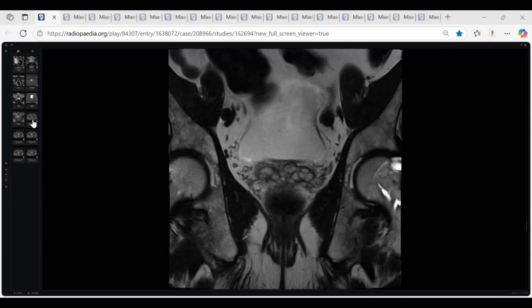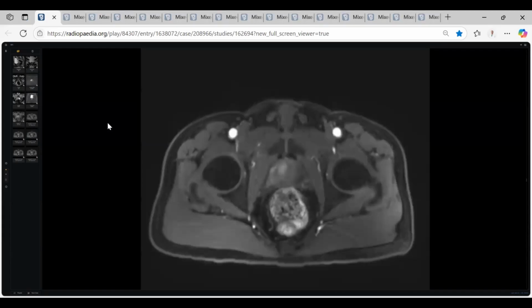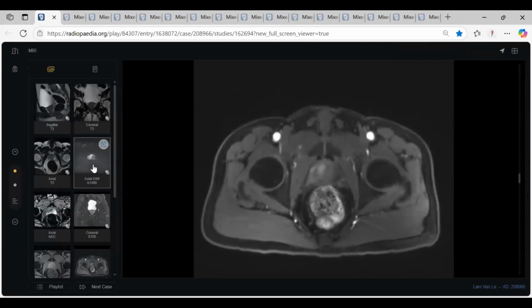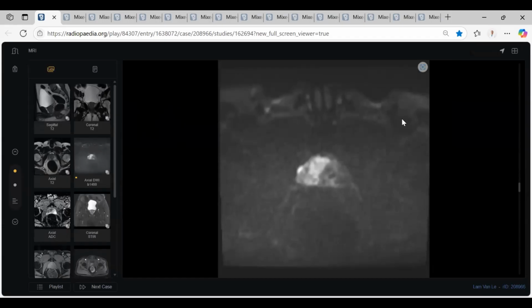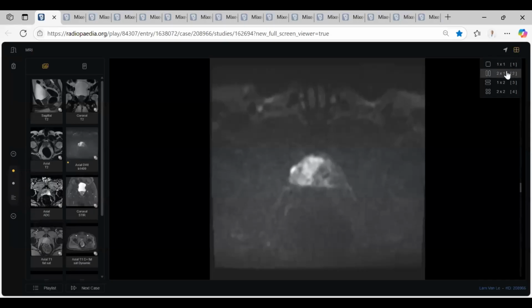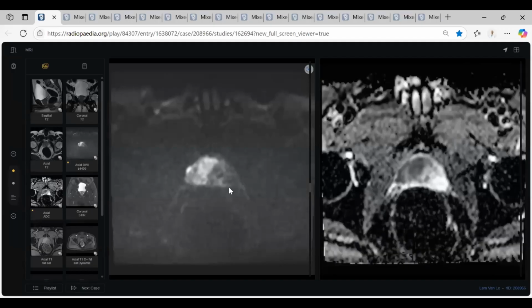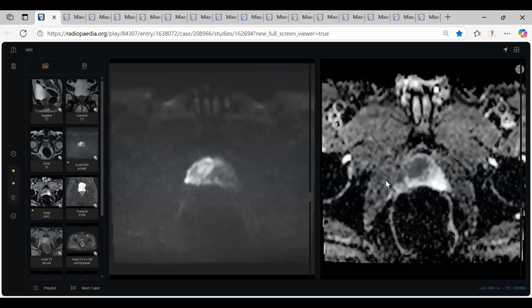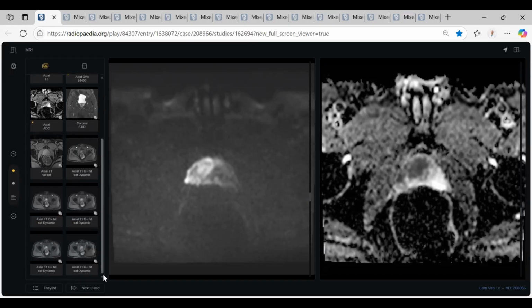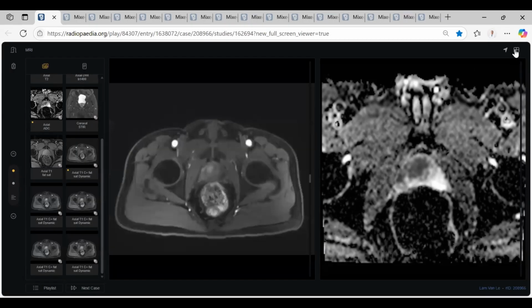This is the diffusion. This is T1 post contrast, I say. Yeah, this is the diffusion weighted image. We can appreciate the previously seen focal lesion in the right side of the peripheral zone shows bright signal, restricted diffusion, suggestive of a neoplastic nature. Which neoplastic lesion in the prostate? What is the name of the neoplasm? Is this malignant or benign? Malignant.